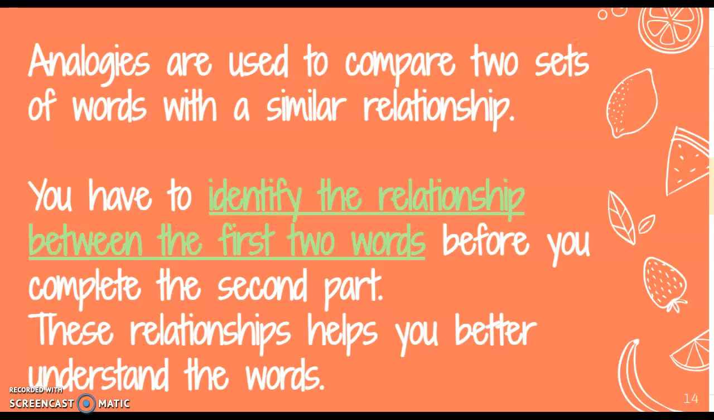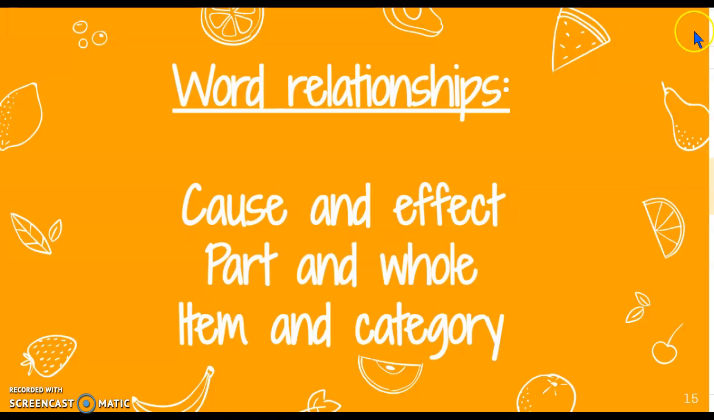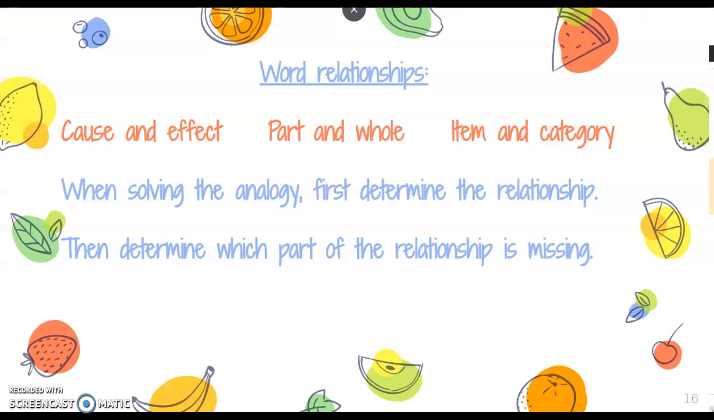Analogies, as we know, are used to compare two sets of words or two groups of words that have a similar relationship. First, we have to identify the relationship in the first pair before we can complete the second part. Identifying that relationship is going to help us better understand the words. The types of relationships that we're using are cause and effect, part and whole, or item and category. When we're solving these analogies today, our first job, just like last time, is going to be to determine the relationship of the first pair.